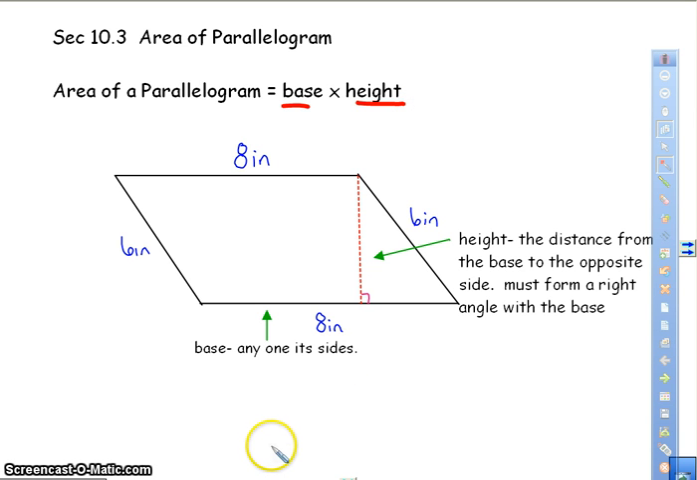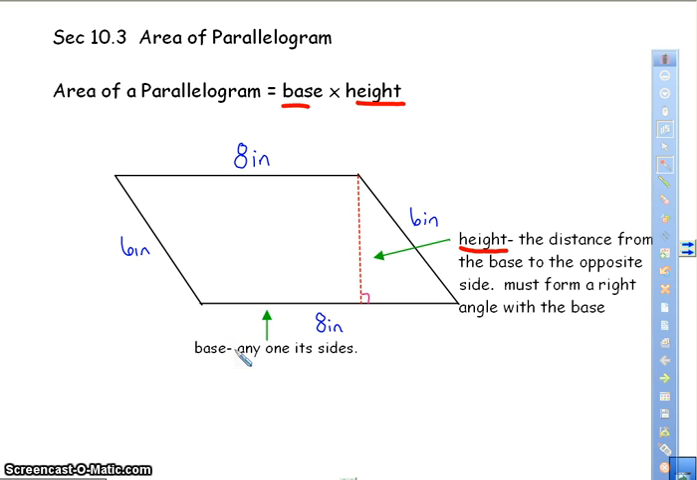A couple things to remember. Base can be any one of the sides, so it does not matter which one is the base. But the height, this is the important part. The height is the distance from the base to the opposite side. It must form a right angle with the base. So you're looking for the altitude that's being dropped down, this line that forms a 90-degree angle with the base.